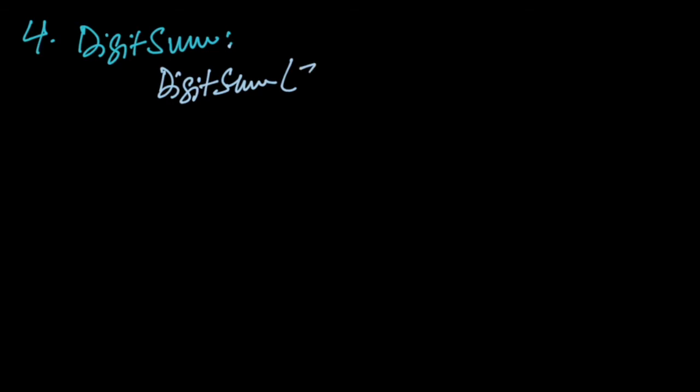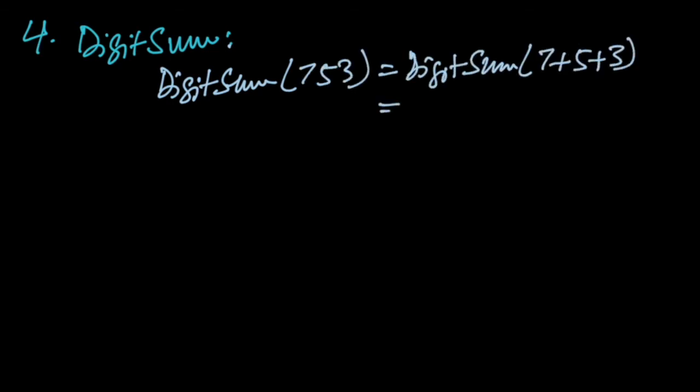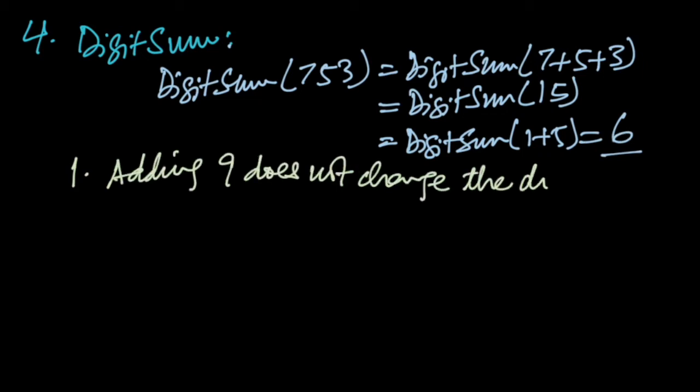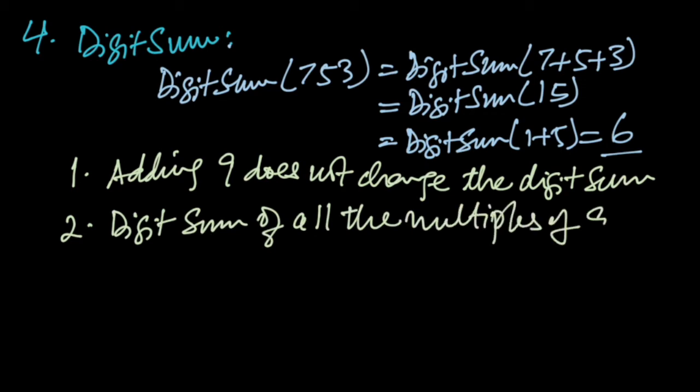The digit sum of a number is what you get when you repeatedly add all the digits of a number until you have a number between 1 and 9. So for example, the digit sum of 753 is 7 plus 5 plus 3, which is 15. Again we will repeat it, so it becomes the digit sum of 1 plus 5, which is 6, and it is between 1 and 9. So 6 is the answer. If you add 9 to any number, the digit sum of the number remains the same, which also means that all the multiples of 9 have the digit sum of 9.